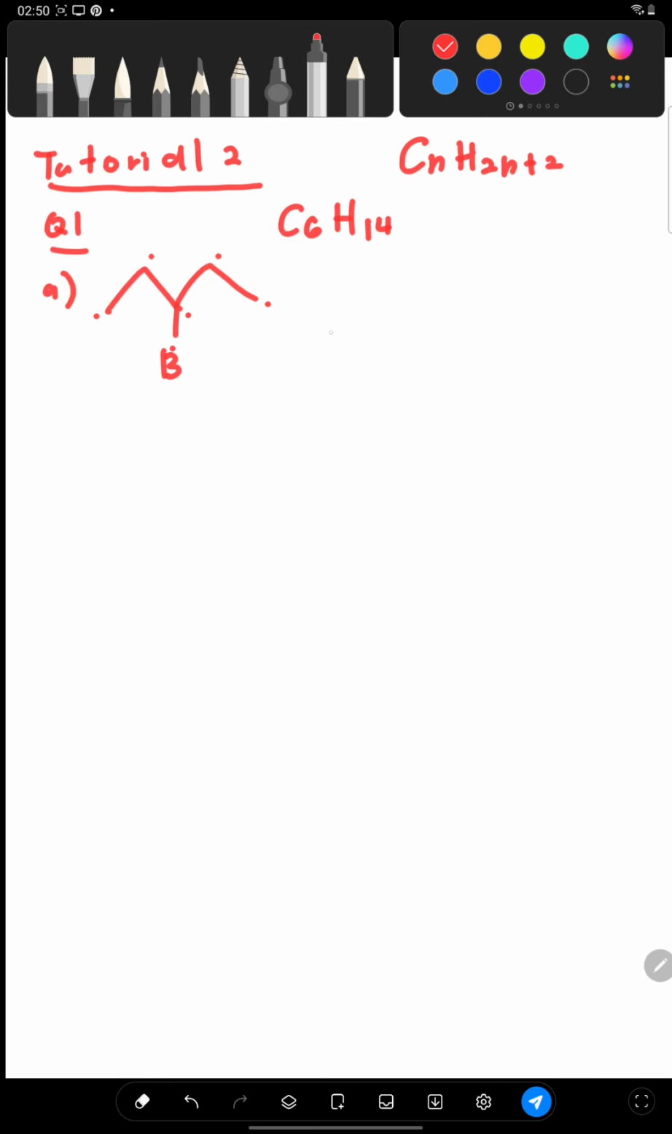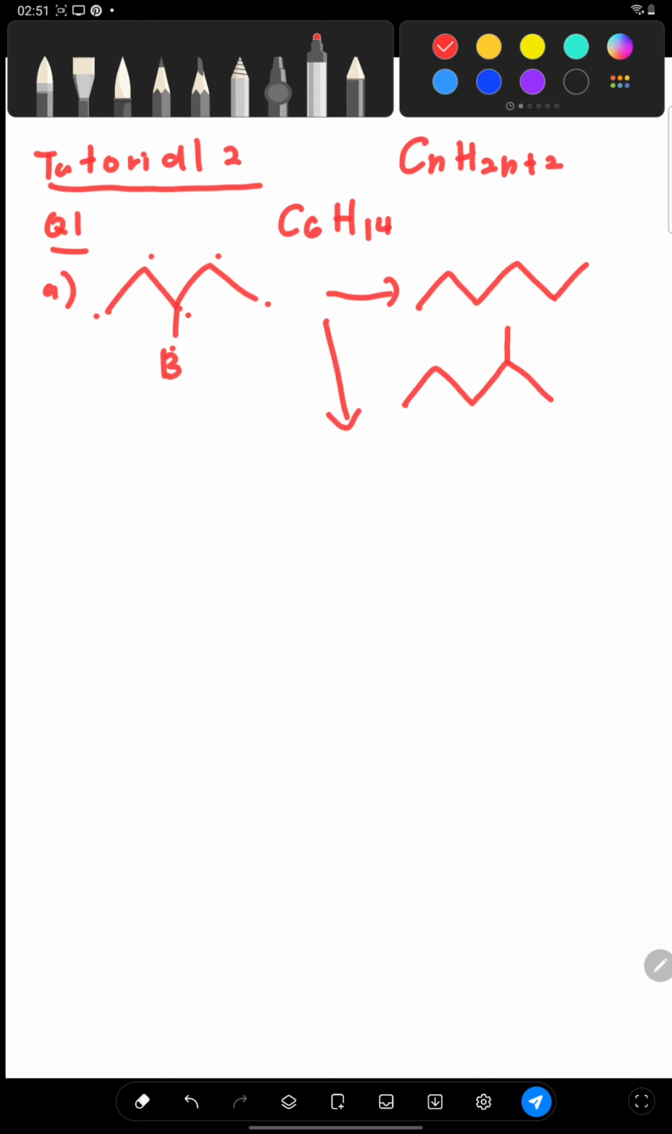So the two possible isomers should be the straight chain 1, 2, 3, 4, 5, 6, or you reduce the number of carbons in the straight chain: 1, 2, 3, 4, 5. And maybe you can change the location of the substituent. Here the location of the substituent is at carbon number 3. Maybe you can put it at carbon number 1.